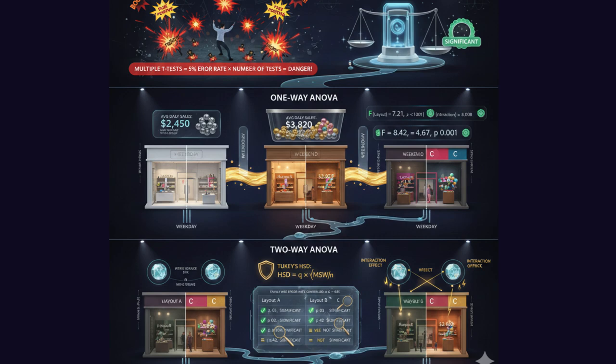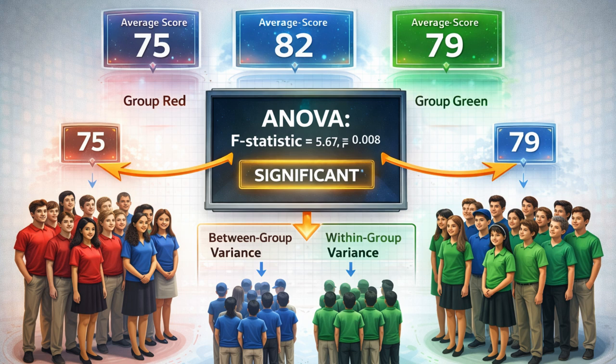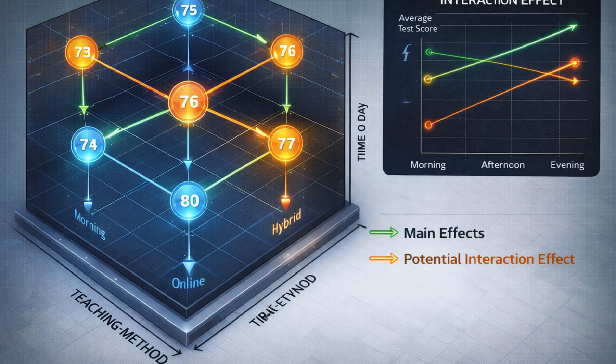First one is one-way ANOVA. One-way ANOVA is for a single independent variable with multiple levels. For example, comparing the average sales of three different store layouts. Another one is two-way ANOVA. Two-way ANOVA is for two independent variables. For example, we might want to know if sales are affected by store layout and by the day of the week, and also whether there is interaction between the two.